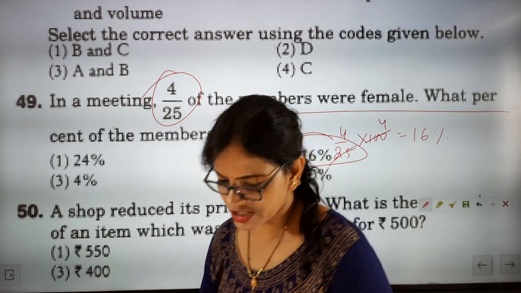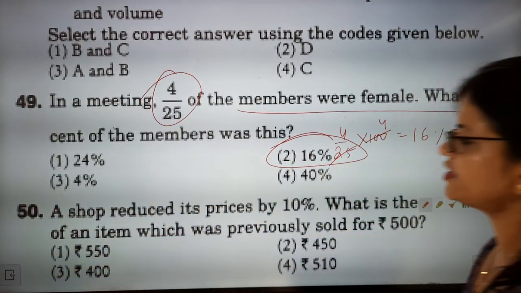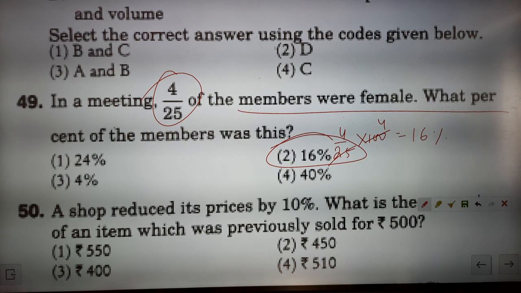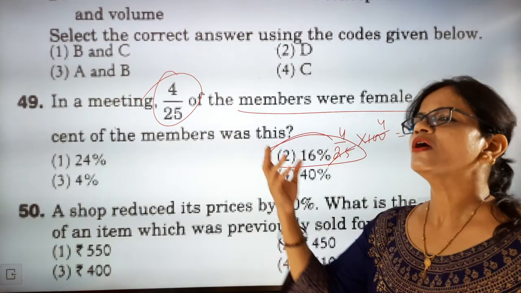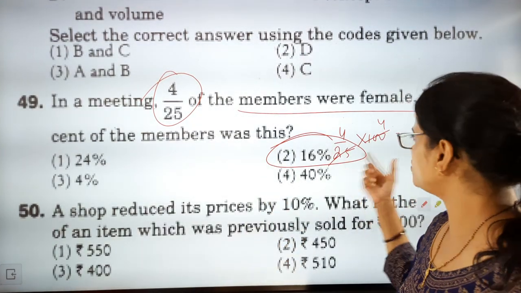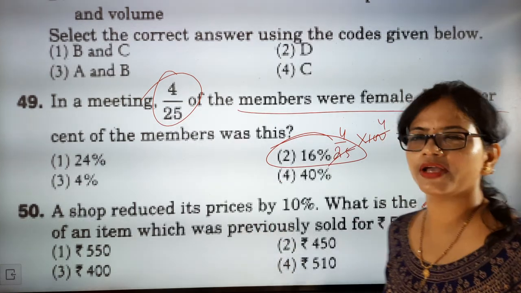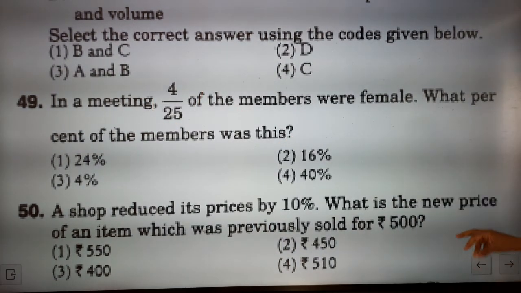Nothing you have to do, just multiply it and you will get the percentage. We just multiplied it with 100. Take 100% persons. From 100% persons, 4 by 25 is female. So when you multiply it, 16% is coming as female. Now we'll go for the next question.